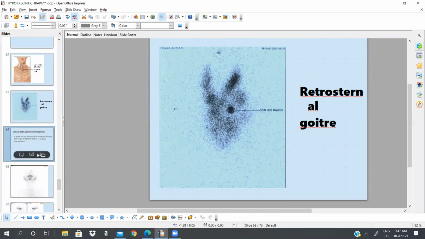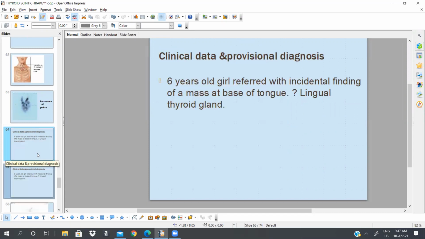I will go to another example about ectopic thyroid. In children you find it, like in this case, a 6-year-old referred with incidental finding of mass at the base of the tongue. So the doctor raised the question: could this be a lingual thyroid gland? It means the gland is located ectopically at the base of the tongue. Why? Because if he removes this mass without knowing, this child will be for the whole life without thyroid, and he needs a whole life replacement.